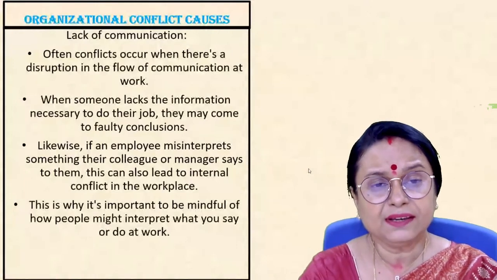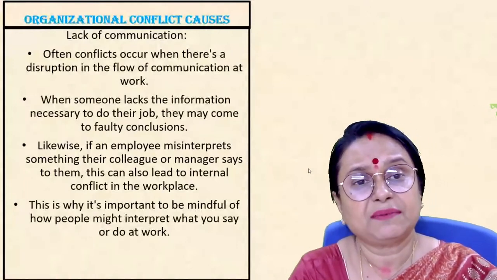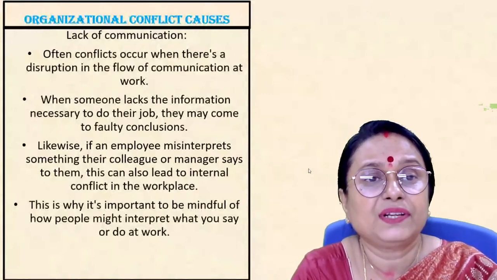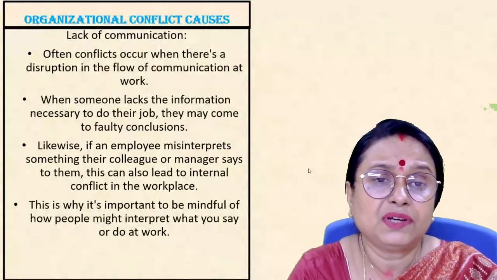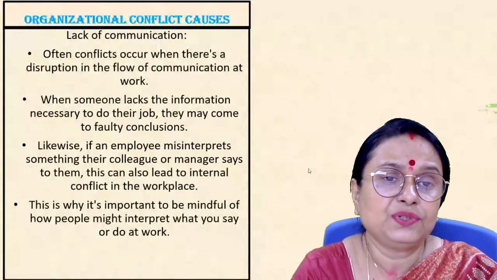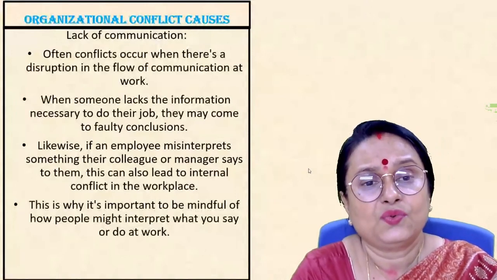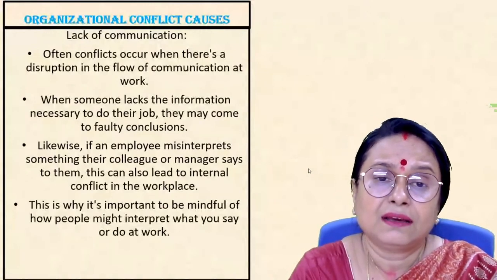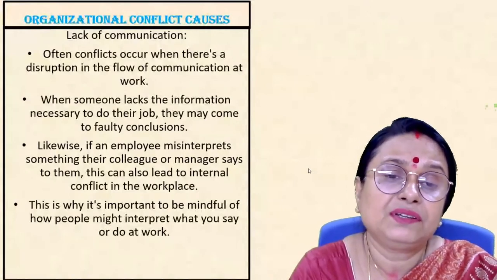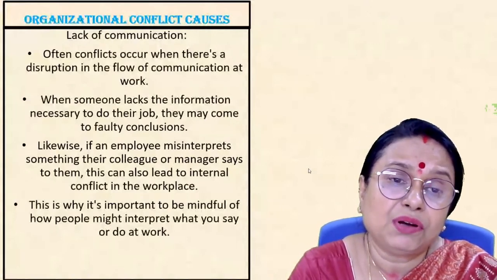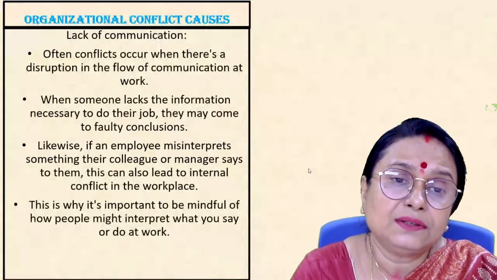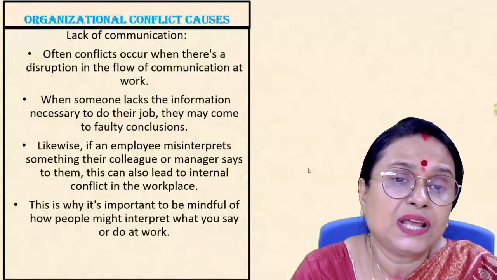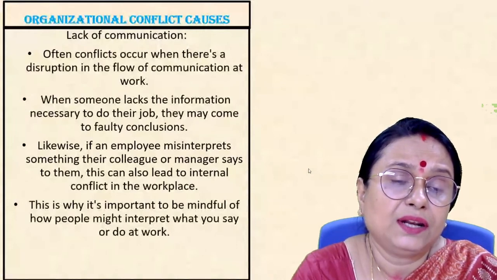So here what happens? The authority wants to communicate something, but the employees understand it differently. So there will be a conflict in understanding. When someone lacks the information necessary to do their job, they may come to faulty conclusions. So here there is ambiguity in role, ambiguity in goal. People do not understand what exact job they have to do. There is goal ambiguity and role ambiguity as well.